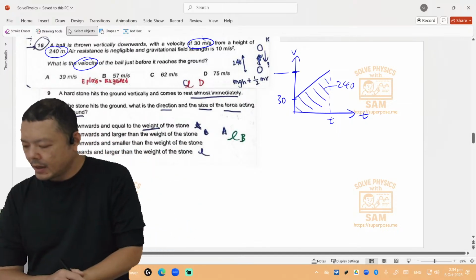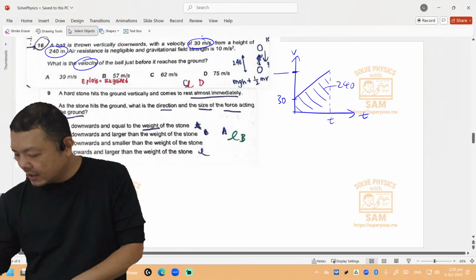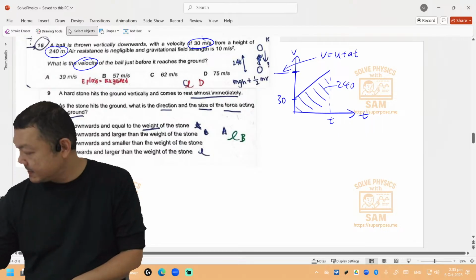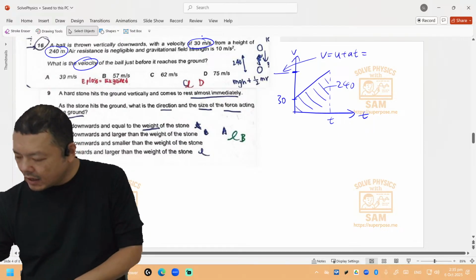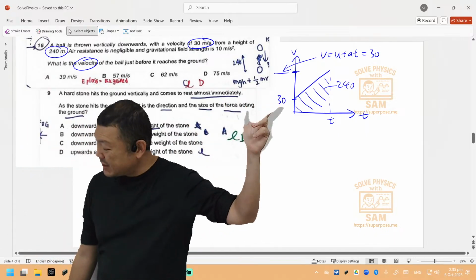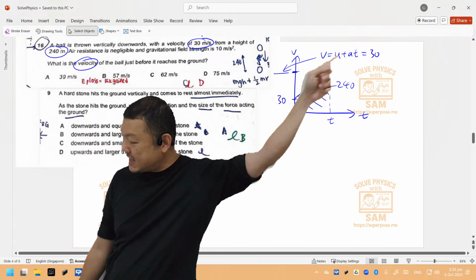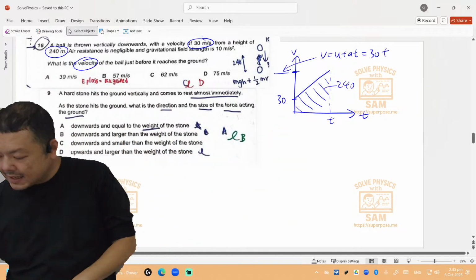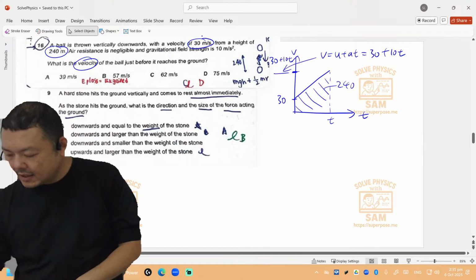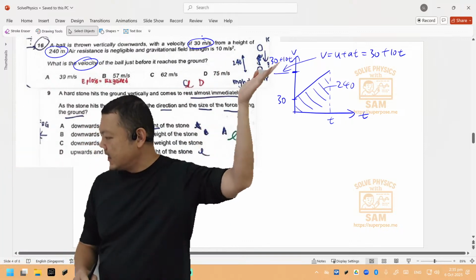240, yeah? Okay. I'll show you the speed here, right? The v here. So v equals u plus at. Okay, u plus at. U is 30. So this one you didn't drop from rest. This one you throw downward. So the initial speed is 30. So u is 30. 30 plus 10t. So you literally can write 30 plus 10t, right?